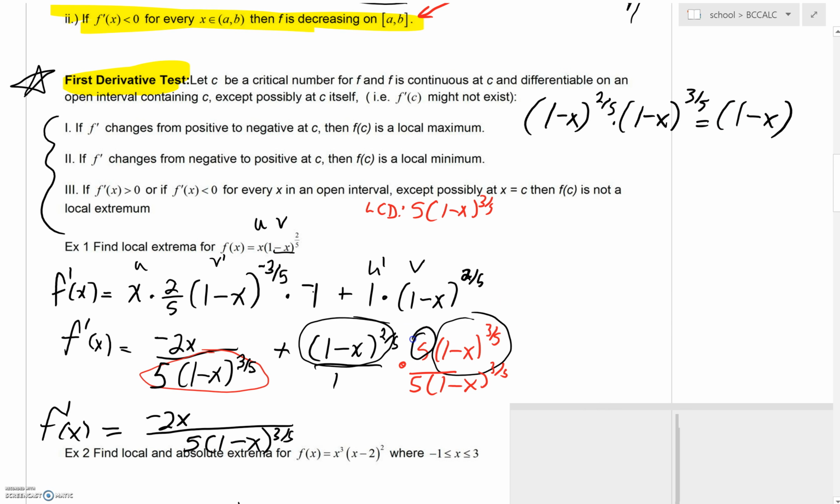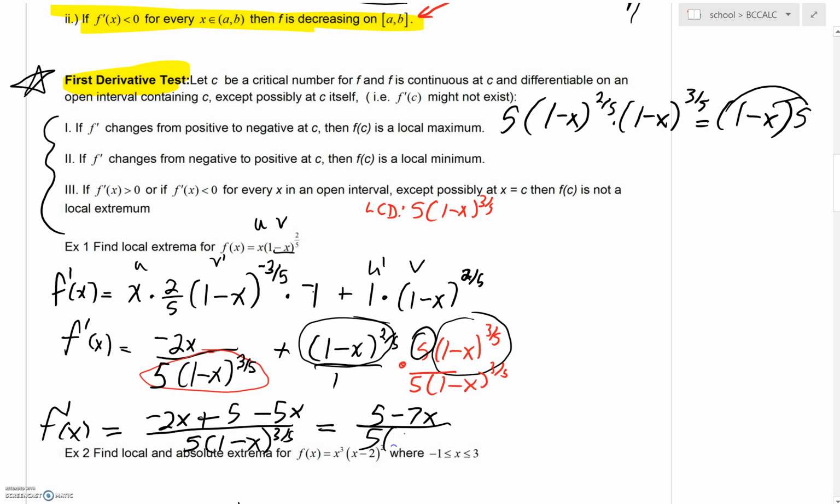But don't forget you also have a 5 here. So, if you had a 5 out in front, you'd have to distribute that 5. So we'll say plus a 5 and then minus a 5x. And what you're going to see very quickly is this becomes 5 minus 7x all over 5 times (1 minus x) to the 3/5. So that's your derivative right here.